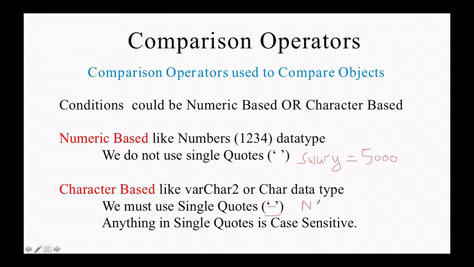So if name equals John, I'm just going to write it over here, if I add a comparison operator where I have to say its name is equal to John, I need to add single quotes, and then I can do the comparison. This is standard SQL syntax, and it needs to be followed whenever you're writing SQL statements.